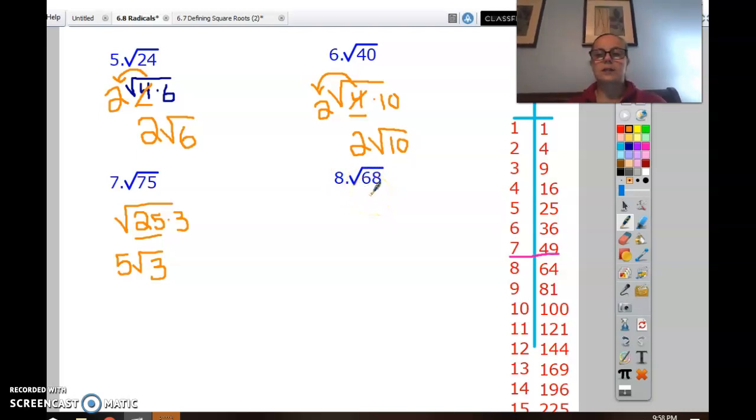Now, 68 is a little bit tougher. If we go through, we know 68 is not here. As we're working our way up, we find that we can't really divide by any of these until we get to 4. We can do 4 times 17. We know 4 is the perfect square, so we get 2 radical 17. All right, so there you go. That's how we simplify radicals and square roots.